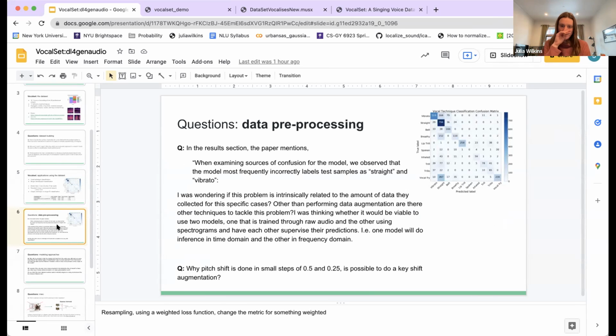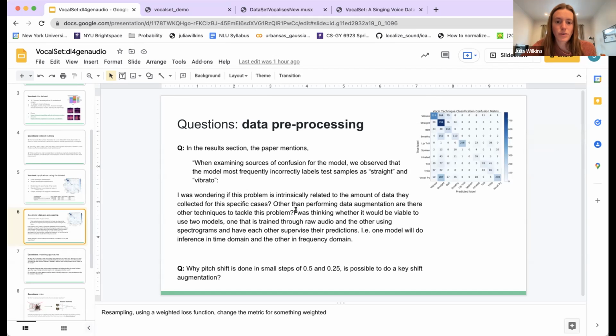Yeah, so we talked a bit about this first one, with how we did have vibrato and straight tone really dominating the classes. And then I thought this was a really interesting suggestion. So thank you to whoever wrote this question.